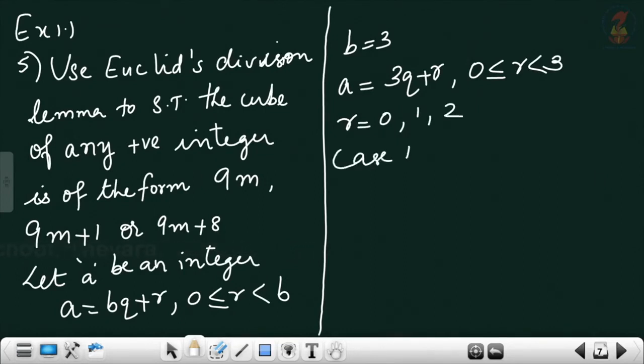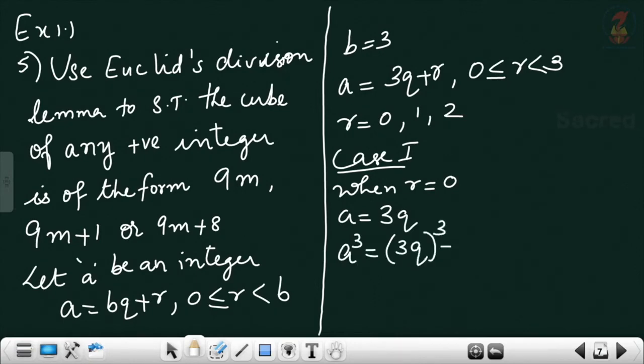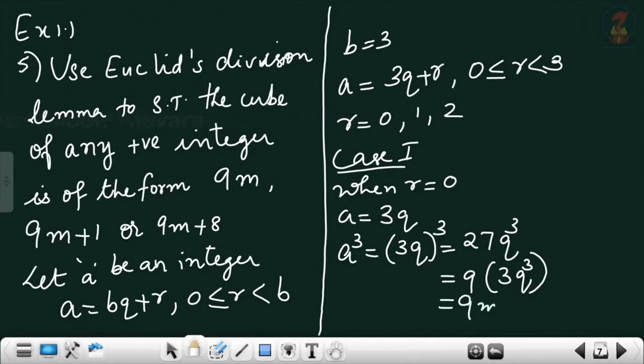So, case 1, when r is equal to 0. When r is equal to 0, a is equal to 3q. So, a cube is equal to 3q whole cube, which we can write as 27q cube. But here we need 9m, 9m plus 1 or 9m plus 8. So, we can write this as 9 into 3q cube, which we can write as 9m, where m is equal to 3q cube.